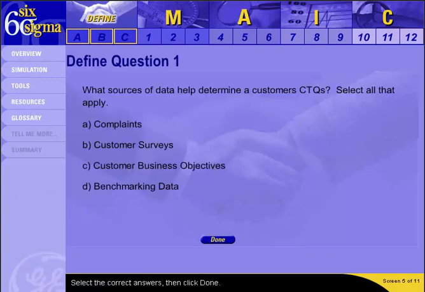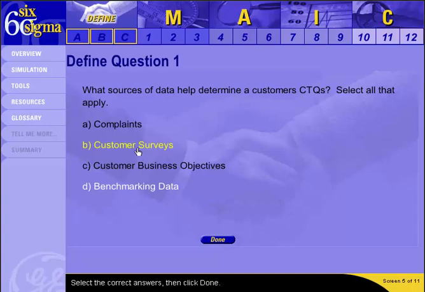This quiz is designed to test your knowledge of the Define phase of the DMAIC process. Each question will be in a multiple-choice format. The first question is, what sources of data help determine a customer's CTQs? Select all that apply. Your choices are complaints, customer survey.